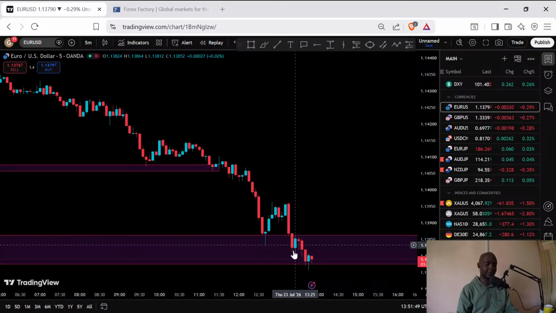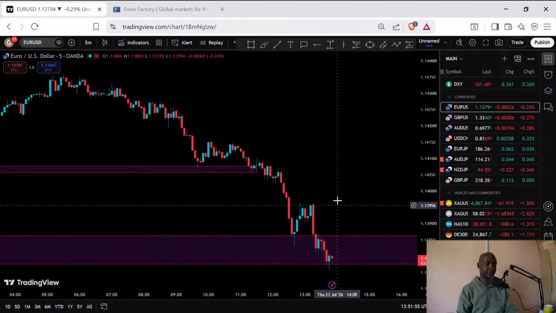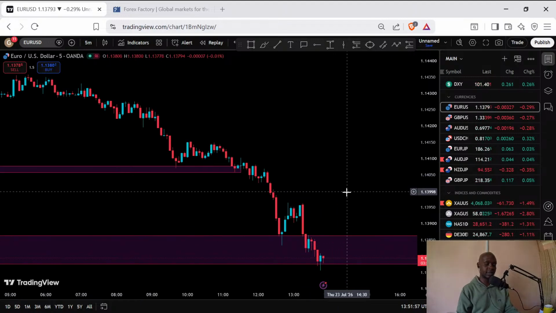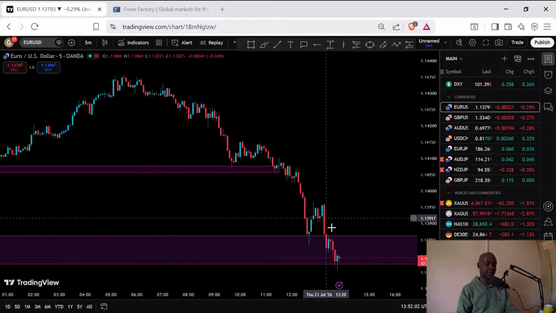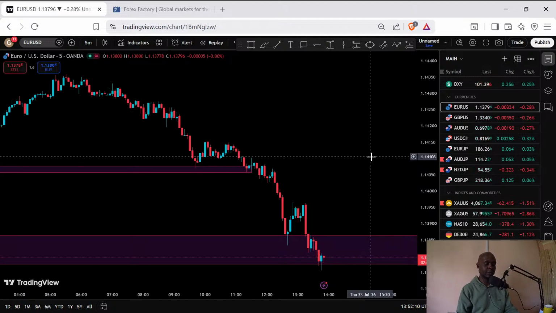Already see the reduced momentum in the selling pressure on Euro USD. So right now it's waiting for the consolidation before we can start to look for a reversal. Once we get an impulsive push coming out of the consolidation, I'll be looking for longs.